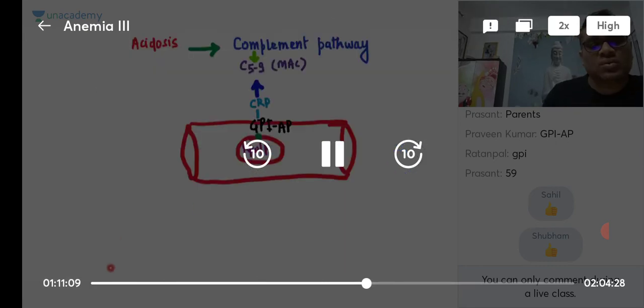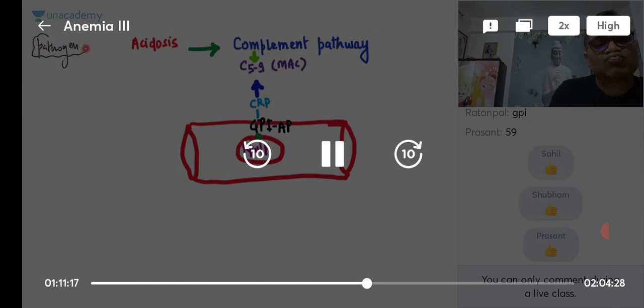So what happens? I will just show you the pathogenesis of PNH. Whenever there is acidosis, why will there be acidosis? Whenever we are under stress, what will happen? We will have less oxygen and more carbon dioxide, more bicarbonate, more H plus, acidic pH.